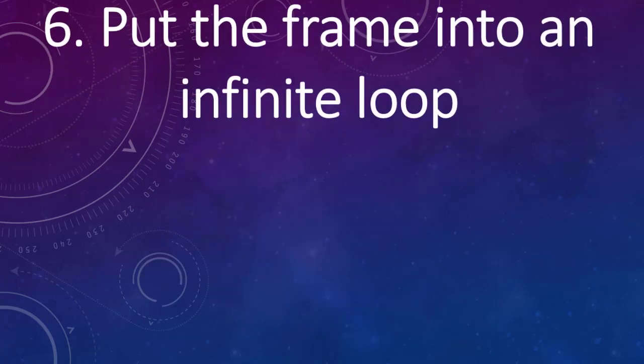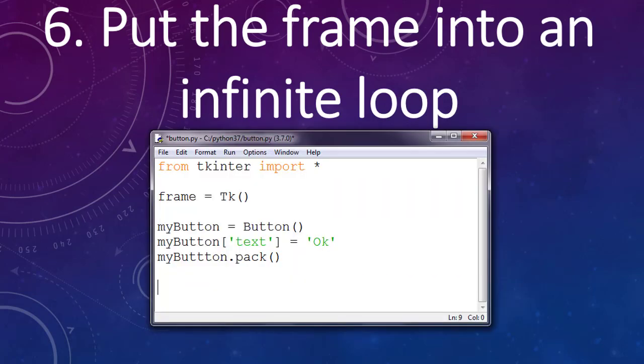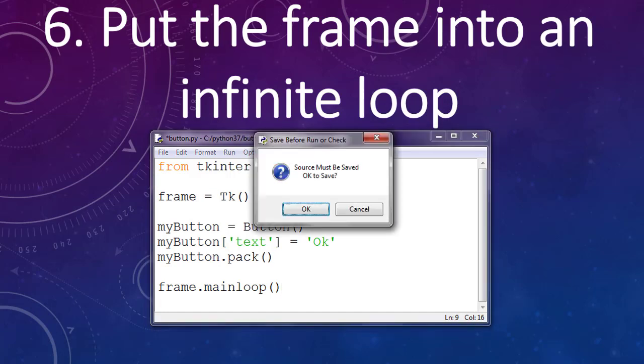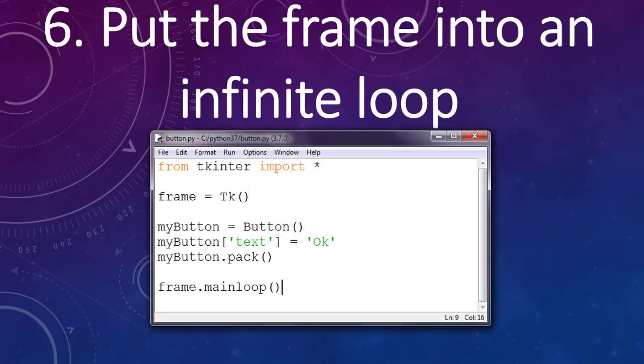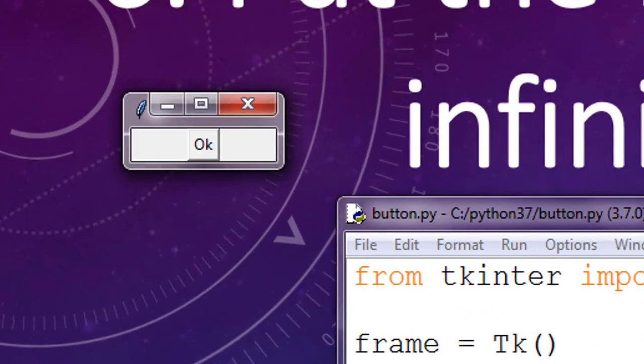And finally, I'm gonna put the frame into an infinite loop. I will type frame.mainloop. And that's it. Now let's run this code. Here we have one little window and this OK button inside it.